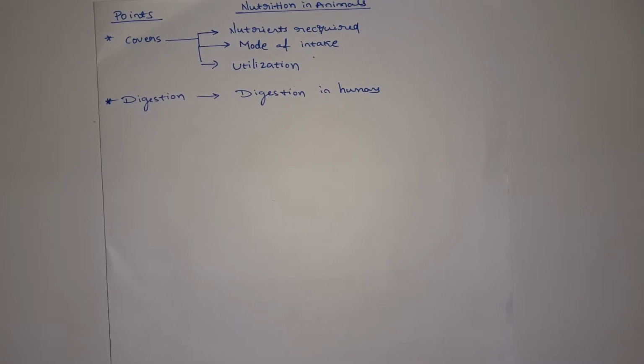I have already covered the first lesson, that is nutrition in plants, and today I am starting the second lesson, that is nutrition in animals. This is very similar to the first lesson. What we learned in the first lesson is how plants prepare their food, how they utilize it, how they store it, and why food is necessary. All those points will be discussed once again in this second lesson, nutrition in animals.